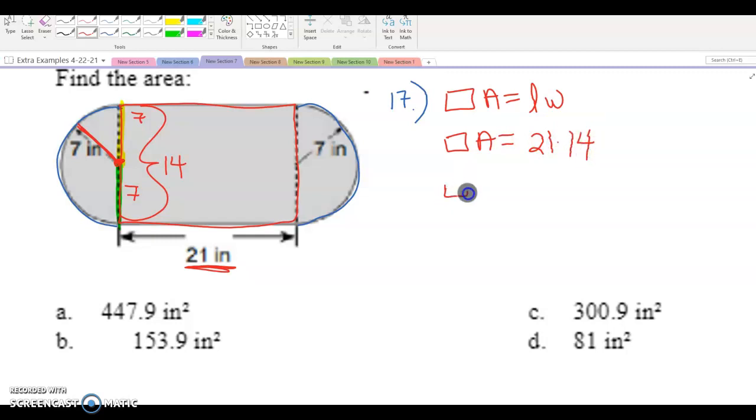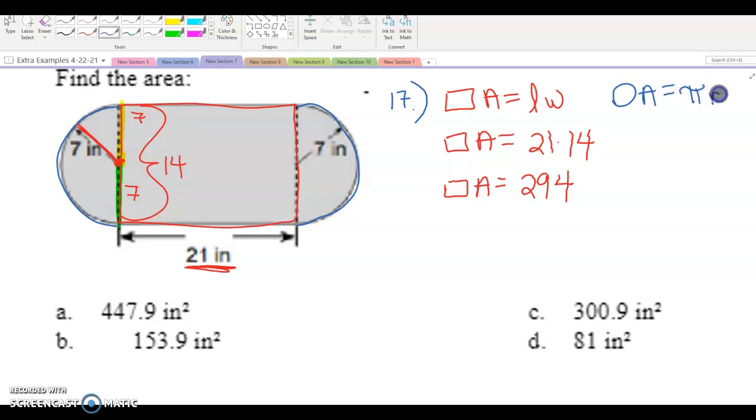And now help me out. What is 21 times 14? 294. There you go. And so we have the area of our rectangle. What do we still need? We need the area of our circle. So our area of a circle formula is what? Pi r squared. Very good.